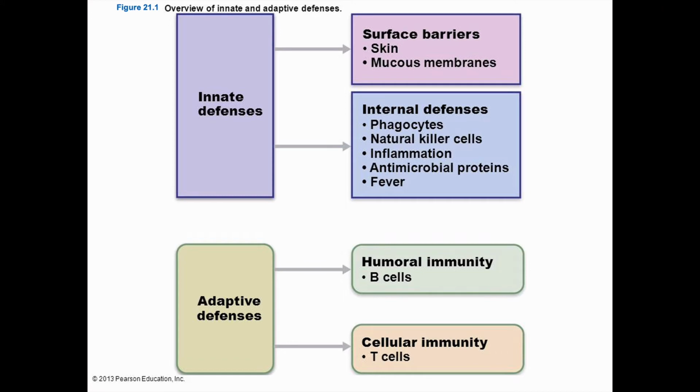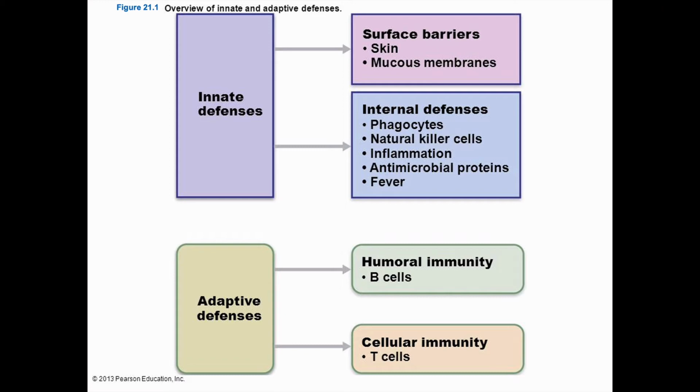As far as innate defenses are concerned, the skin acts as a barrier which doesn't allow any bacteria to go inside the body, along with the mucous membranes in the mouth and in all parts of the GI tract. Next is the internal defense system, the defending cells present inside the body, like the WBC cells, natural killer cells, the inflammatory reaction, antimicrobial proteins and fevers. All these are the innate defensive system.